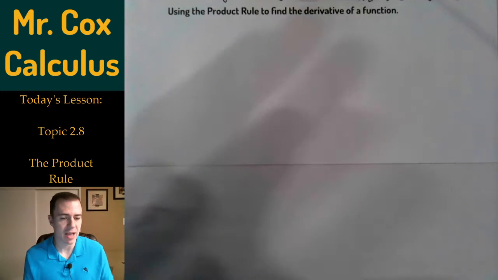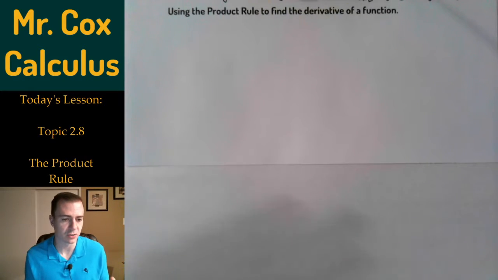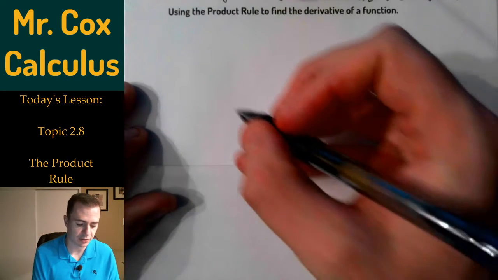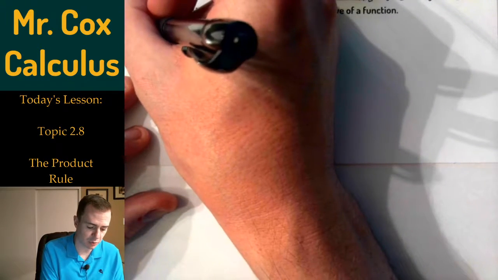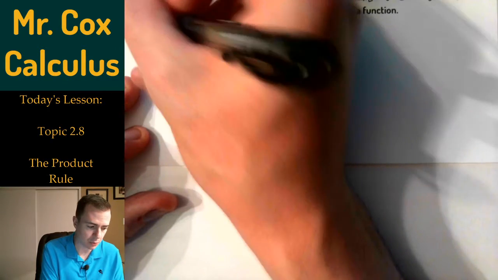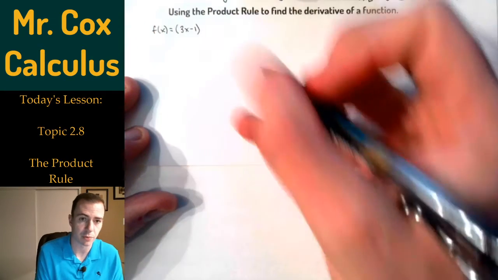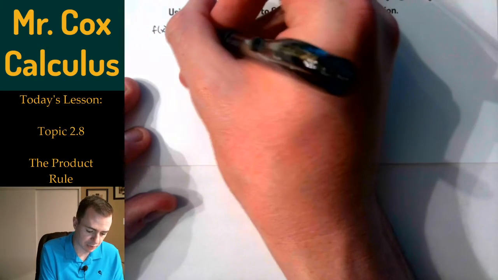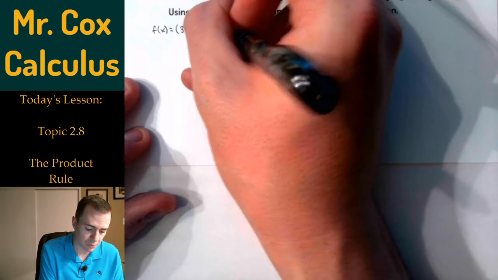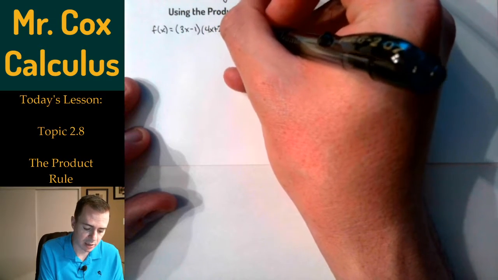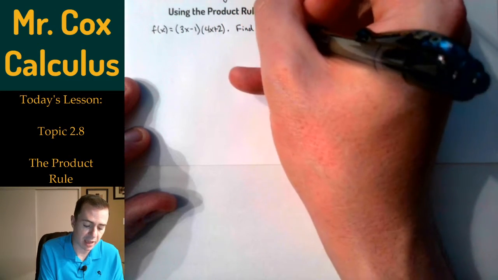All right, let's go back to what the two functions were that we looked at in the first video. Now let's apply the product rule, now that we've derived it, to find the derivatives of the two functions. The first function we looked at was f of x equal to two factors multiplied by each other, 3x minus 1 times 4x plus 2. And I want to find f prime of x.